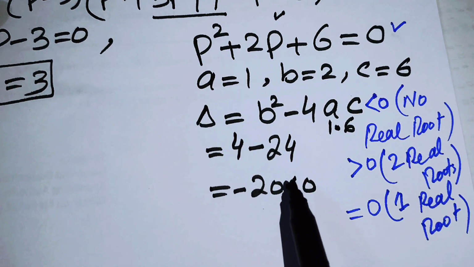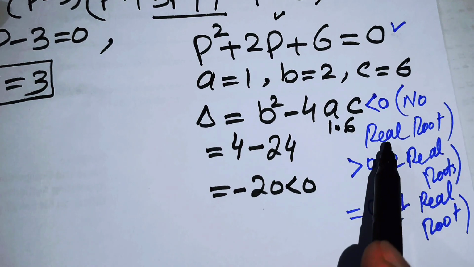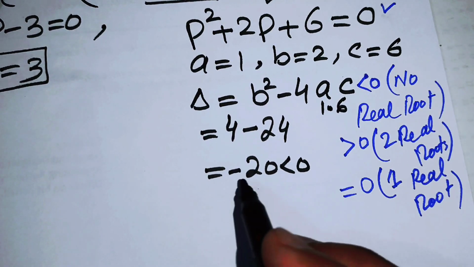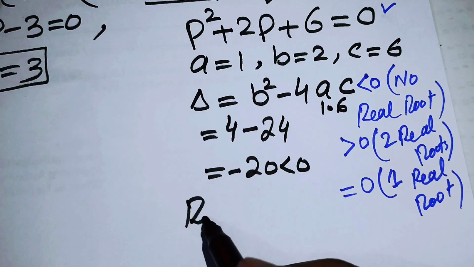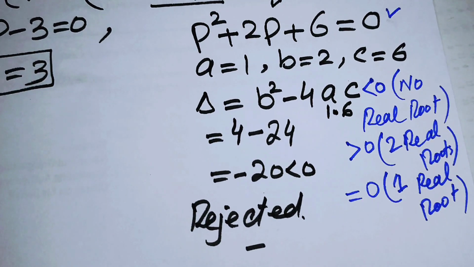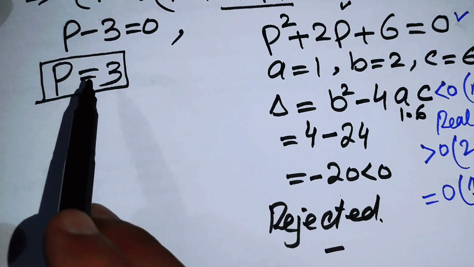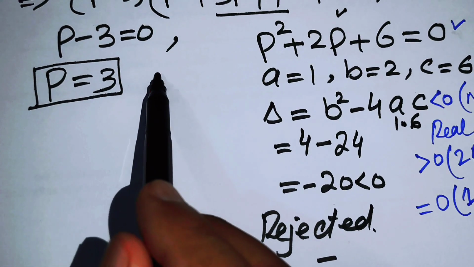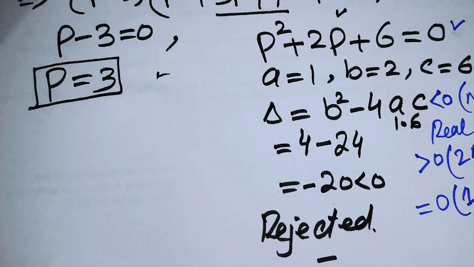If our delta is less than 0, we say that it has no real roots. So if it has no real roots, we will reject this case, and we can just proceed with this case only. So p is equal to 3 is the only solution of the given equation.